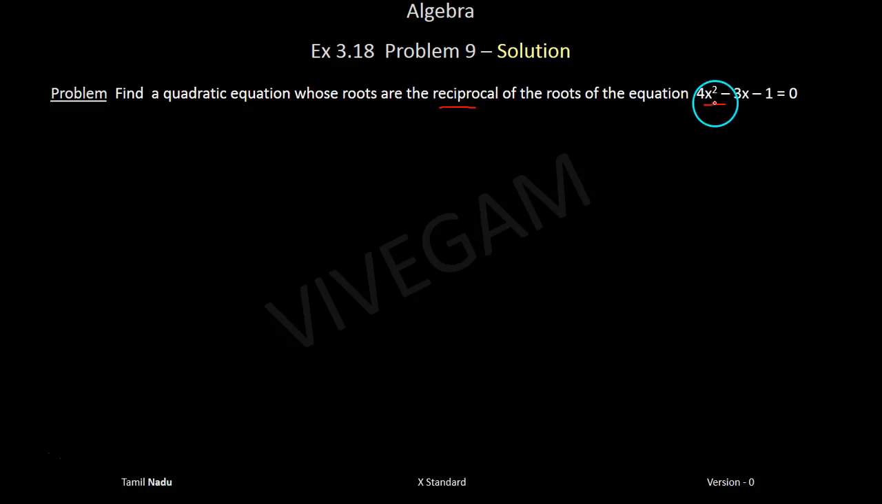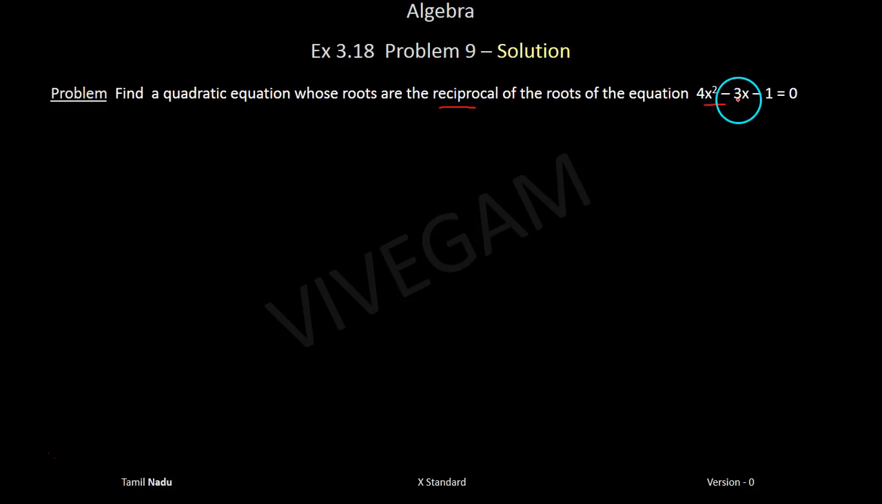That is, if alpha and beta are the roots of this equation, the roots of the required equation will be 1/alpha and 1/beta. Earlier they used to give us the roots as 1/alpha², 1/beta², etc. This time they have given it as a statement saying the roots are the reciprocal of the roots of this equation. So if alpha and beta are the roots of this equation, 1/alpha and 1/beta are the roots of the required equation. Then the other steps are as usual.